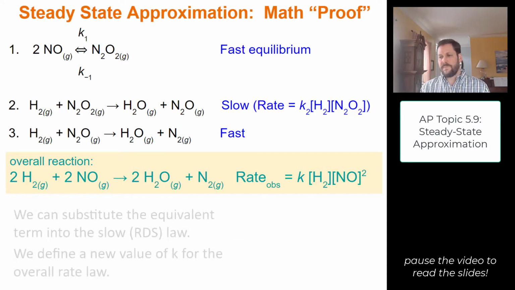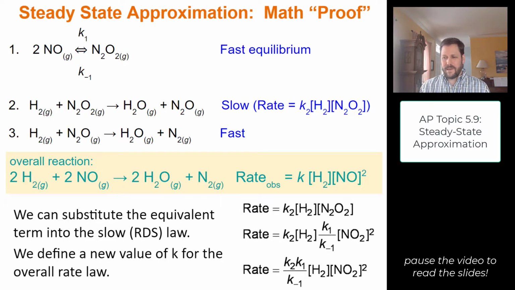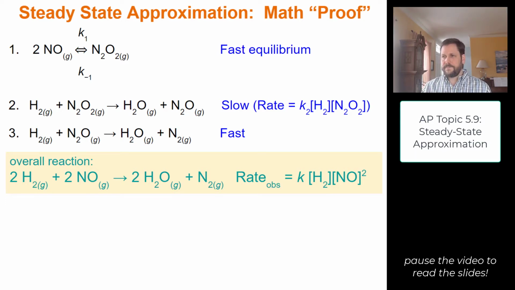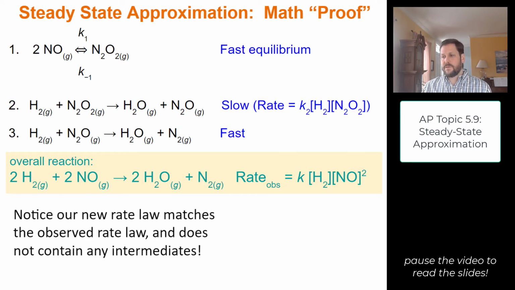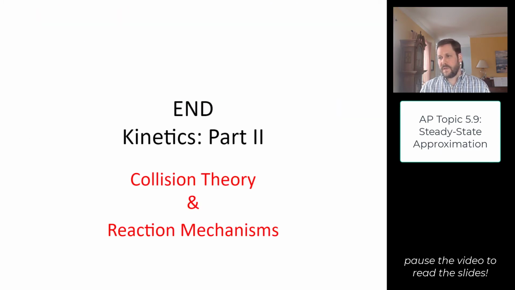That can be substituted now into the slow step's rate law. Instead of writing N2O2 in the slow step's rate law, I'm going to substitute that value which I just derived. I can simplify that by taking that complicated piece of constant machinery and replacing it with a new value of k. That new k value is the overall rate constant for the reaction. Notice that actually matches the observed rate law that's given there in green, and it does not contain any intermediates. That's how we'll use the steady state approximation when there's an early fast equilibrium step. So that wraps up an introduction to collision theory and reaction mechanisms.